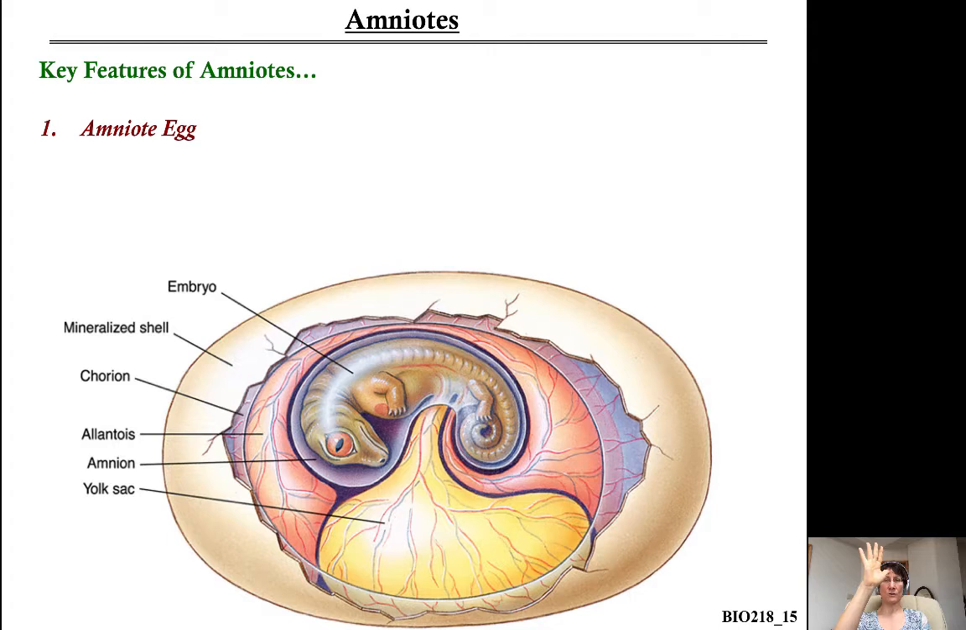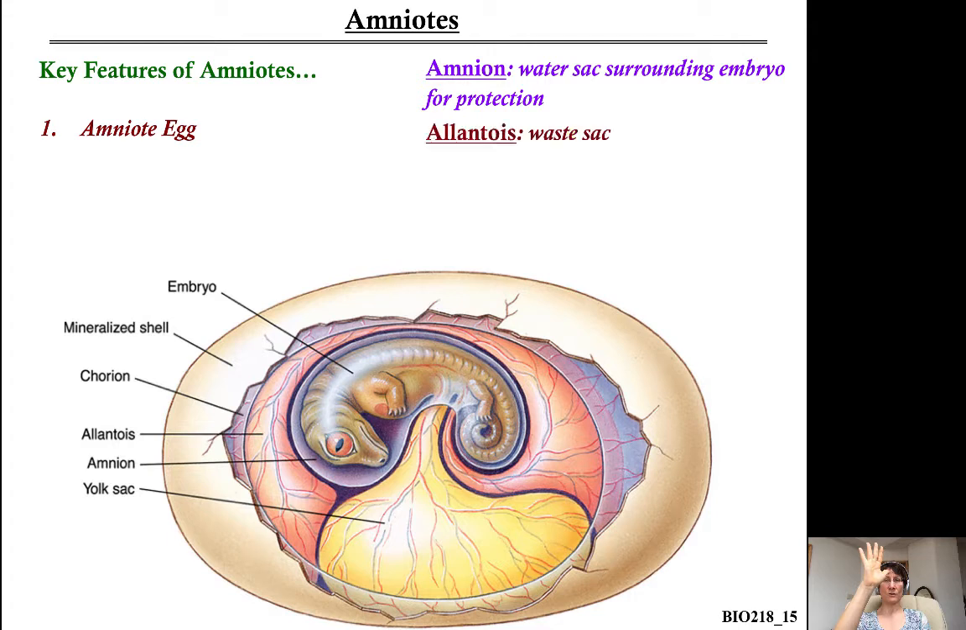So what is it about this egg that's special that allowed them to do that? Well, there are four major parts of the amniote egg. The first is the amnion. That's this part here. This is the water sac that completely surrounds the embryo growing inside, and it protects the embryo from injury. So it's basically a watery sort of cushion all the way around the embryo.